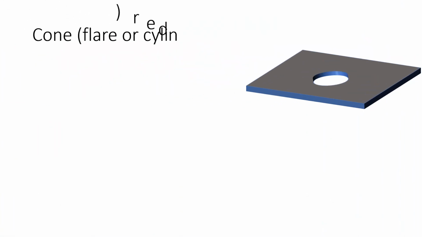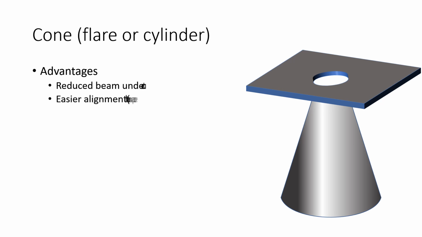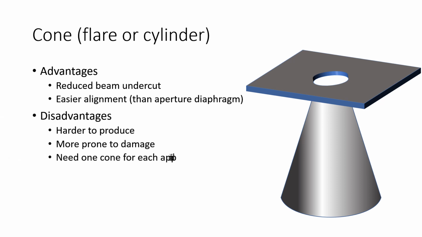Cones reduce beam undercut and are easier to align with the patient's anatomy. You can sight down the length of the cone and obtain a rough idea of the path of the central ray. Cones are difficult to produce and can be damaged if dropped. They share the problem of needing multiple shapes and types to meet different situations.